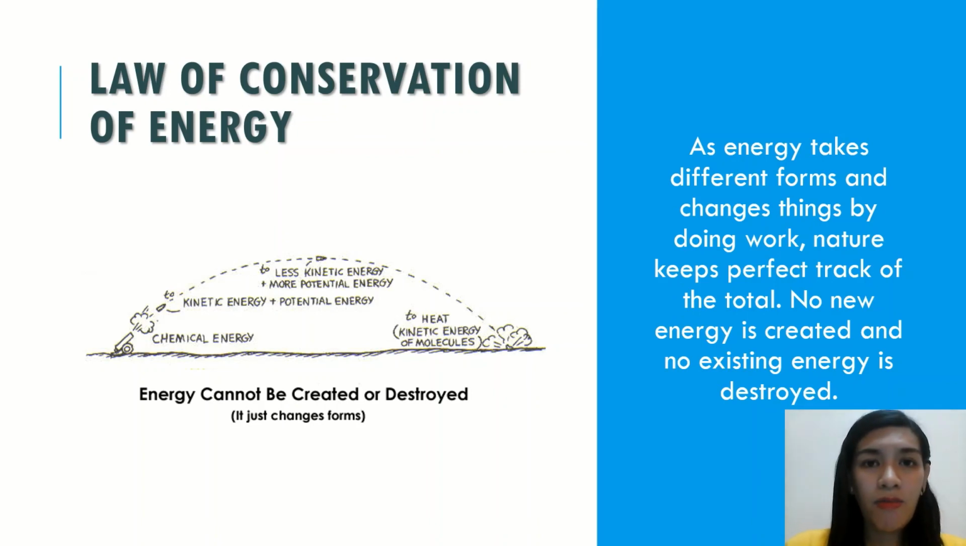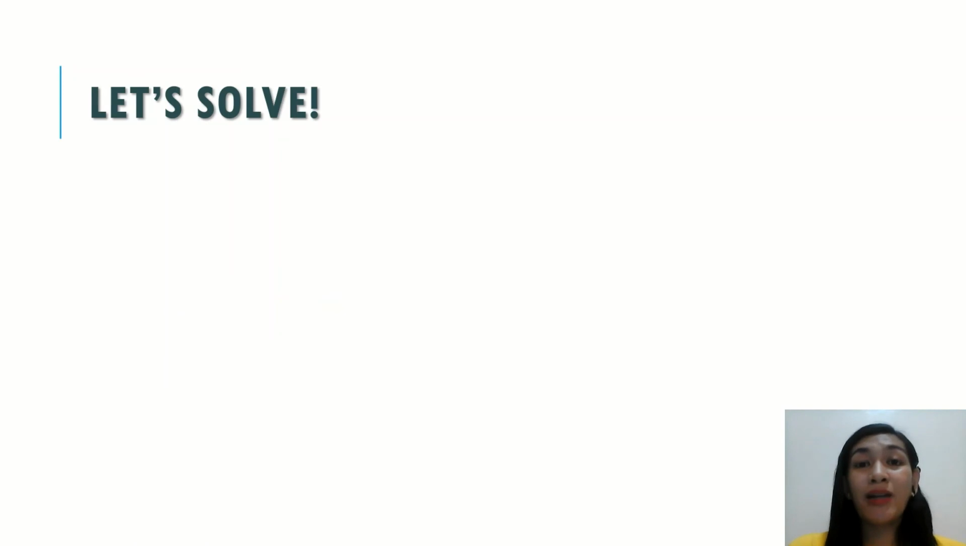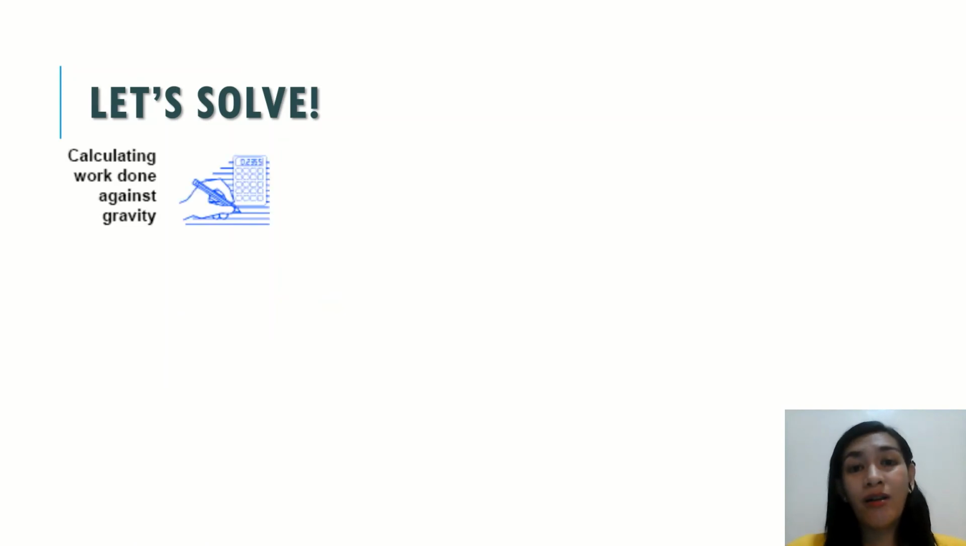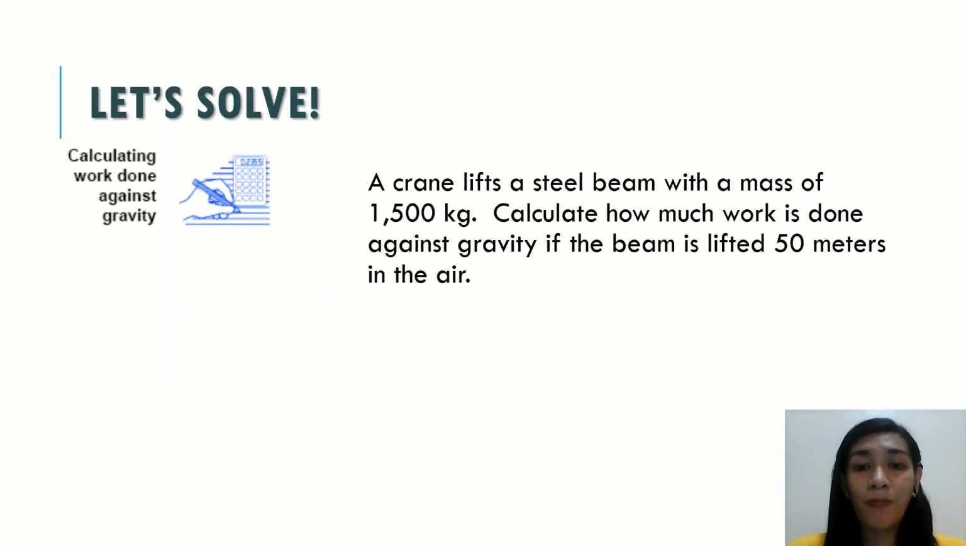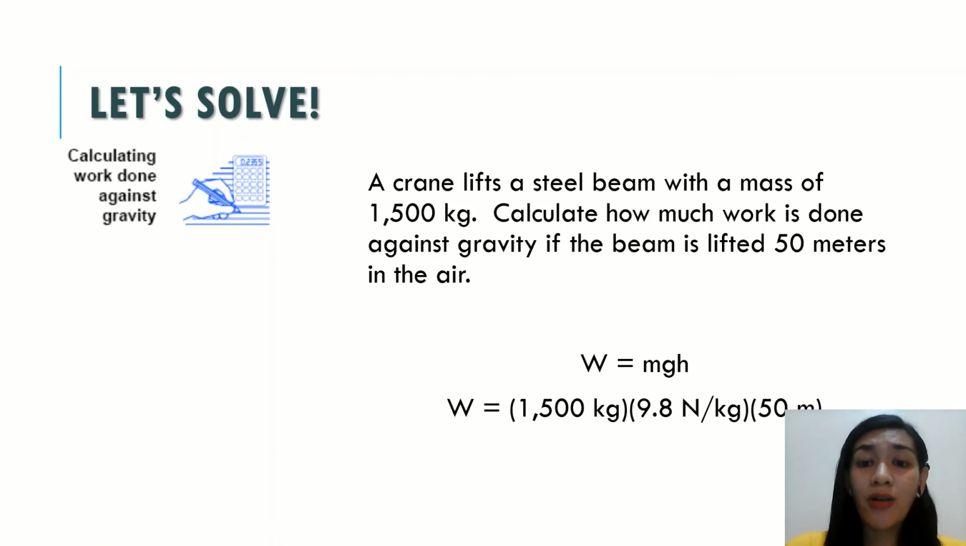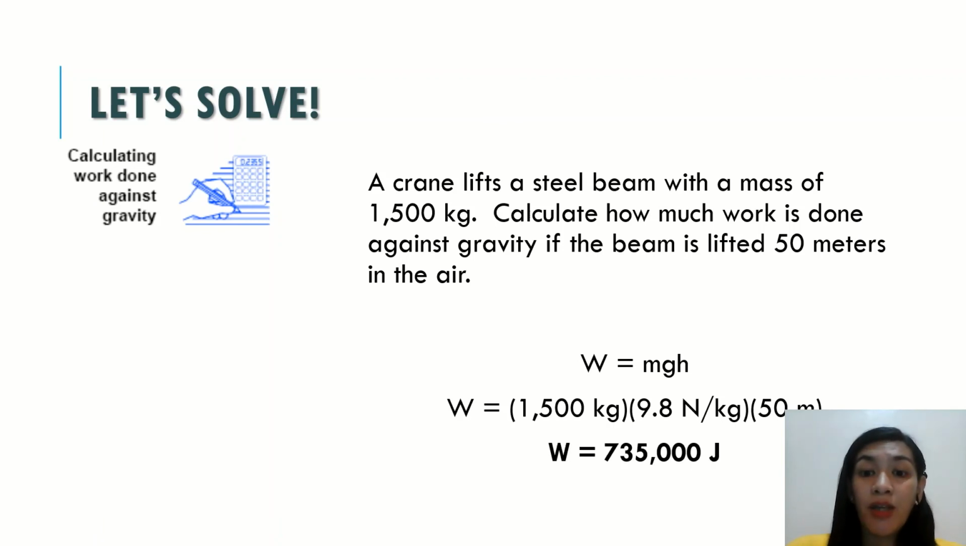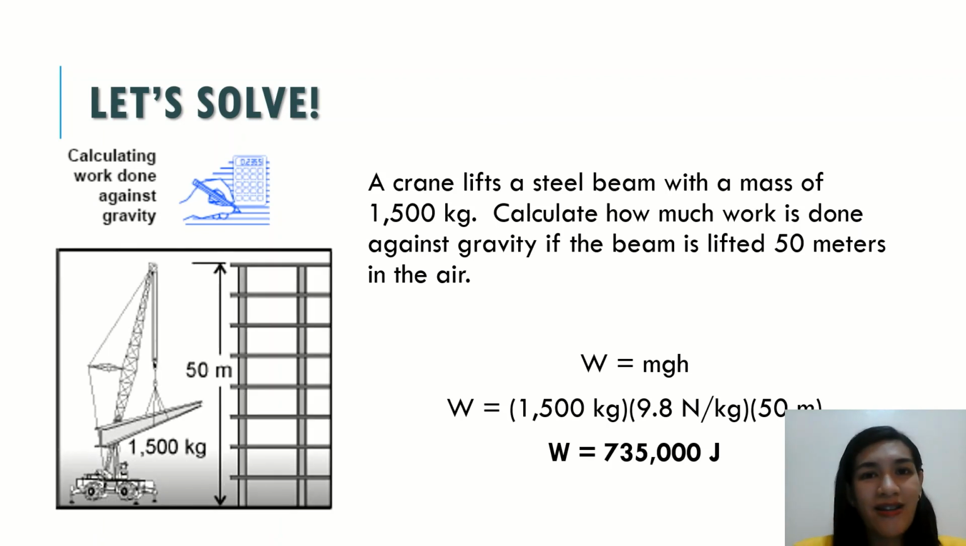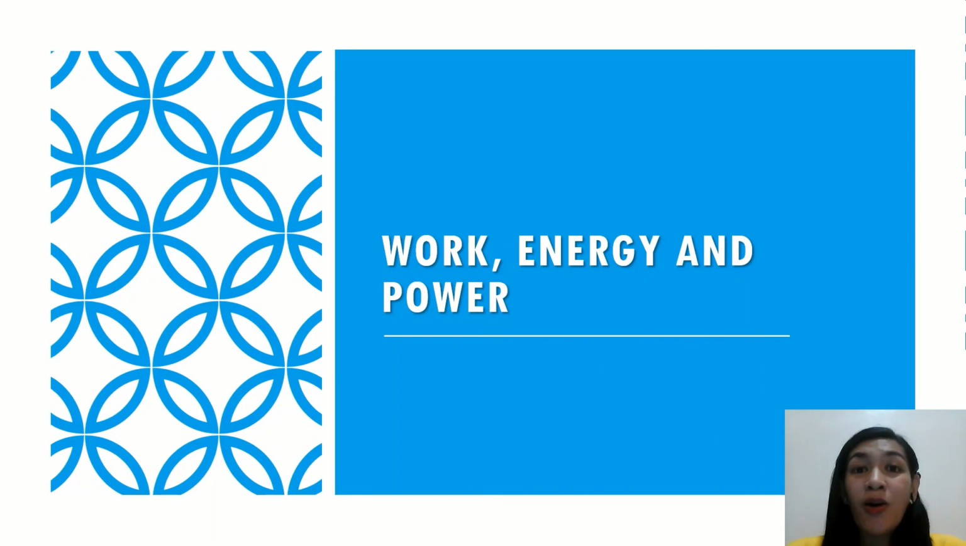Before we end the video, let's go back to our problem about work done against gravity. For our solution, we simply substitute our values for work. Our mass is 1,500 kilograms. Our gravity constant is 9.8 newtons per kilogram. And our height is 50 meters. So you should arrive at the answer 735,000 joules.